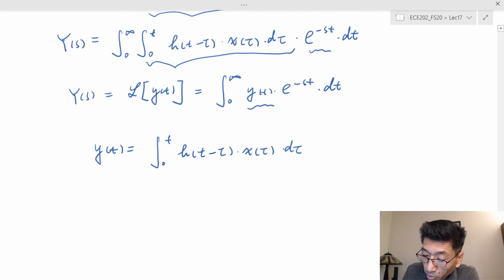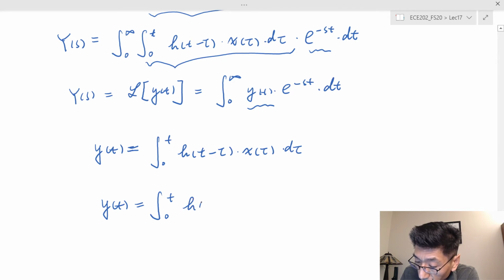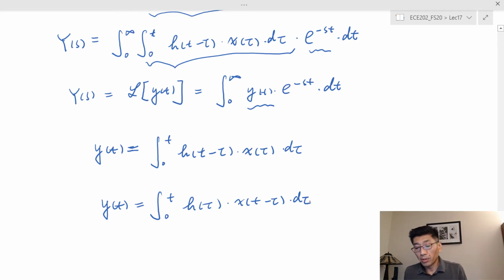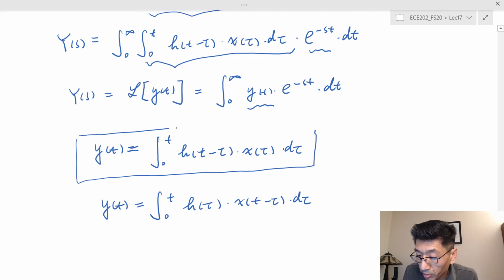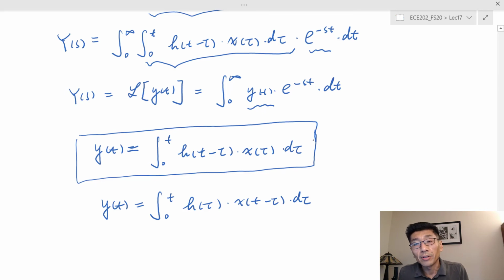But equivalently, if you do a similar derivation, it's also true that y(t) is the integral of h(τ) x(t − τ) dτ. So you can do it either way, and it will be fine. But this one is the most commonly used way, and the graphical interpretation is more meaningful for this form. So we're going to choose this form.